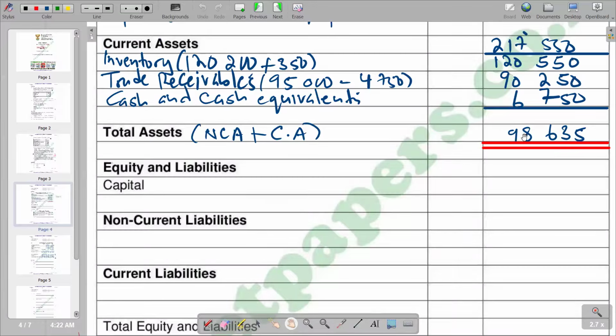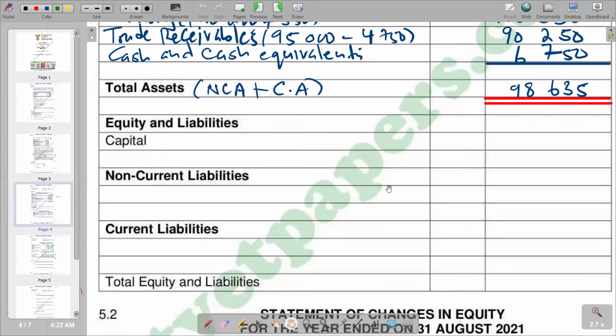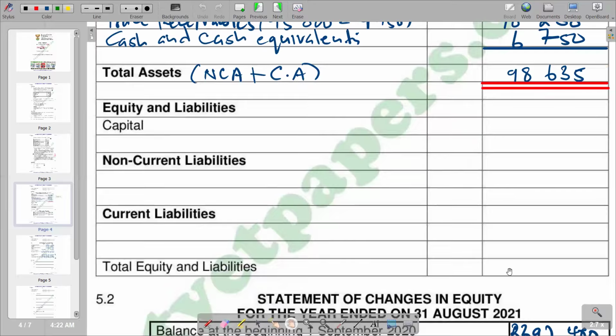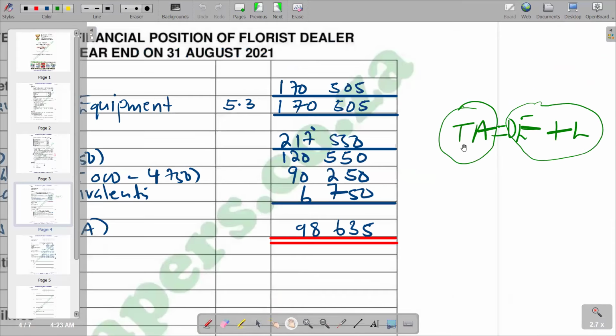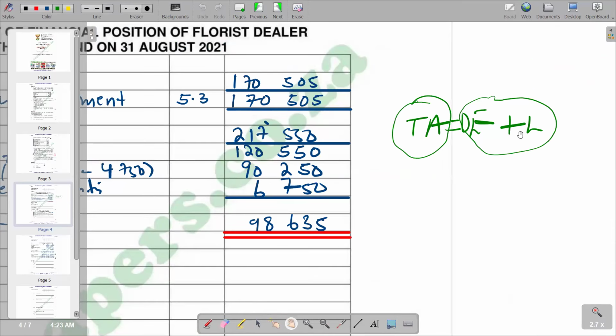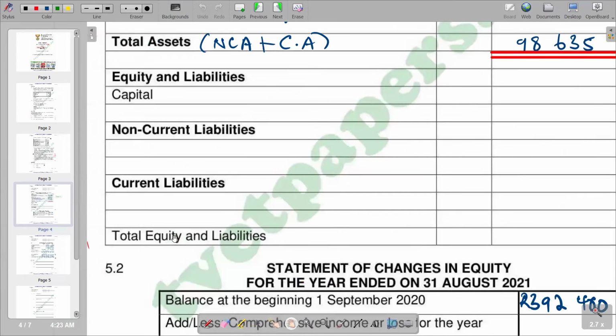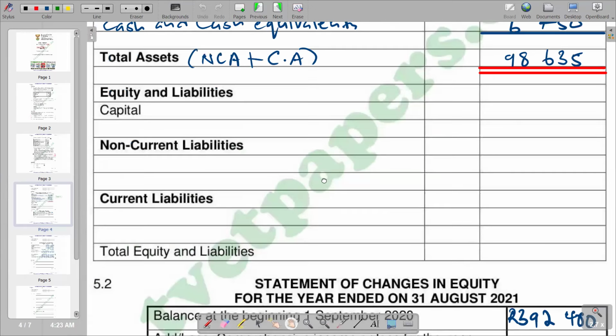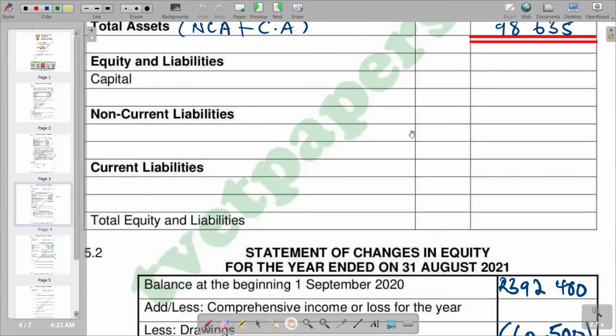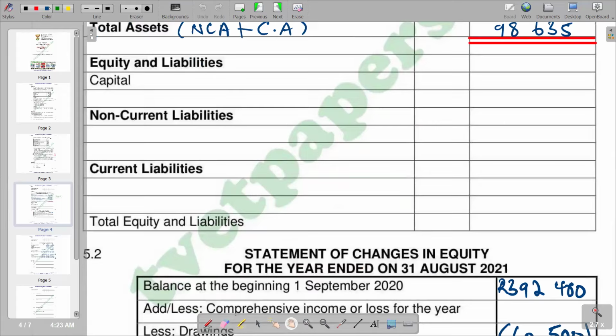Remember, we already have the total assets, which is automatically this figure that we have here, and it is supposed to come here as total equity and liabilities. They are the same as indicated by this formula: total assets equals owner's equity plus liabilities. So this is our equity and liabilities, which is 98,635. So we can just put it there. So we can now enter non-current liabilities.